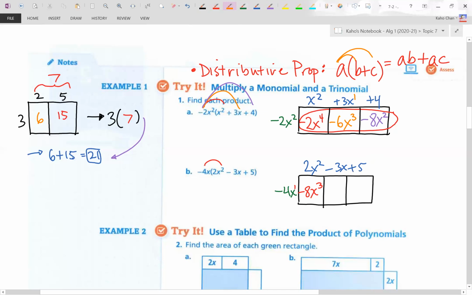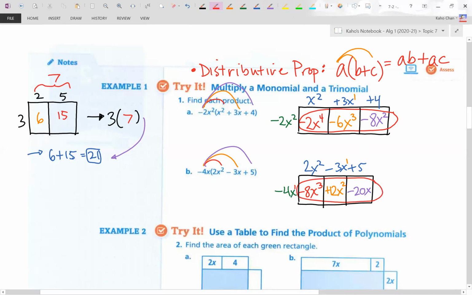Second distributive, second product. Watch out for this one. Negative times a negative is a positive 12x. Let's count the x's here. X to the first and x to the first is x squared right there. Then finally, the last product is negative 4 times 5 is negative 20x. And there's your answer.